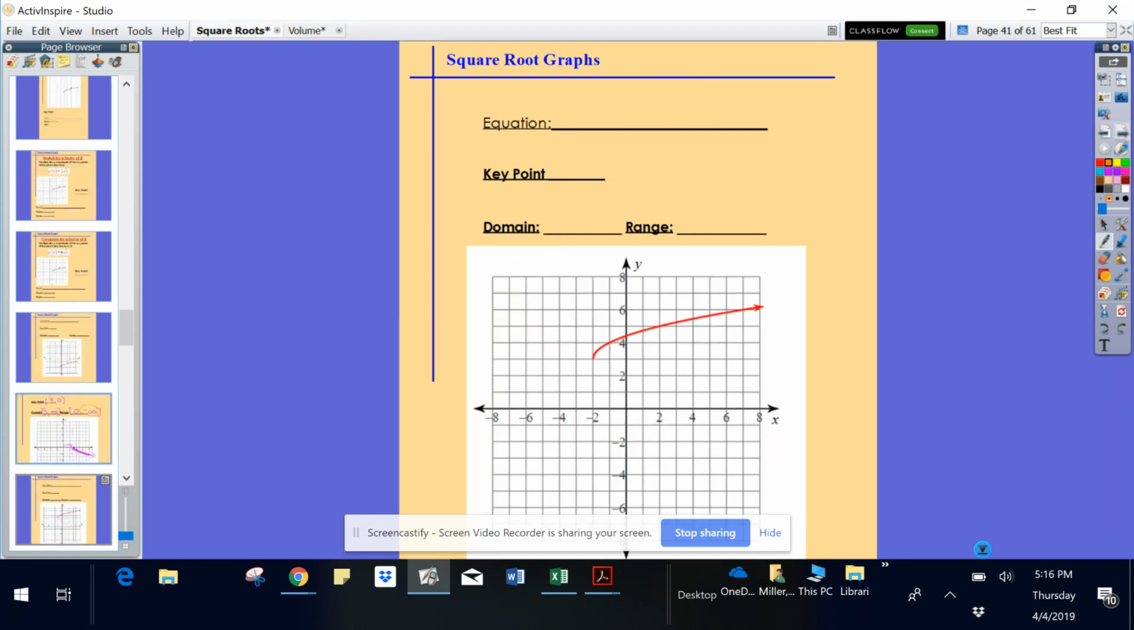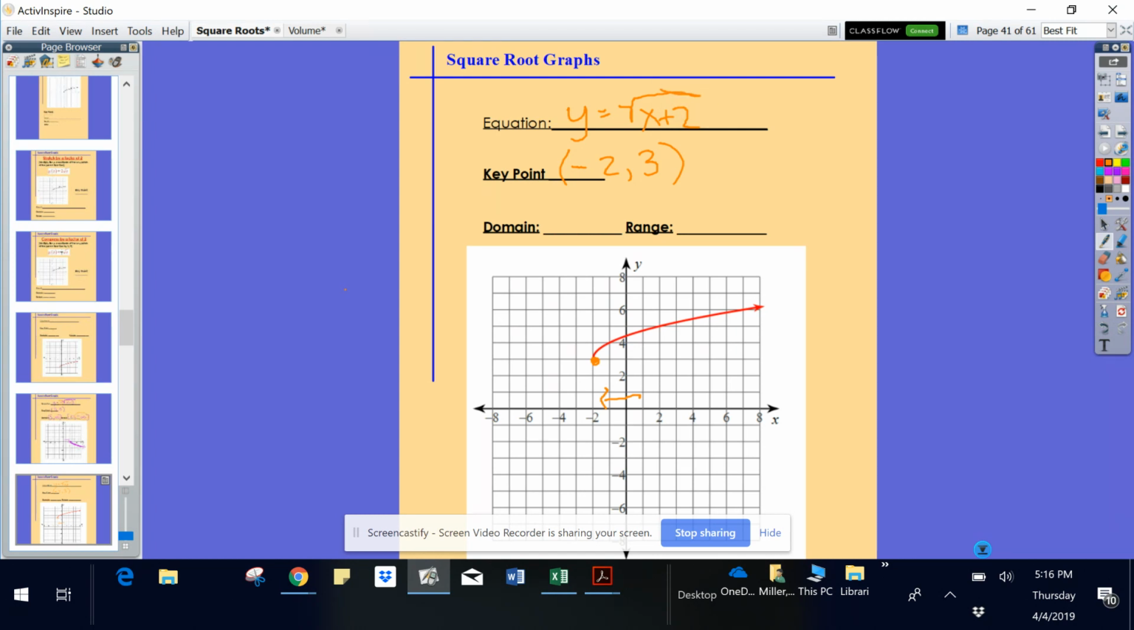All right, let's get another one. All right. So this one's pointing upward, so I know I'm not going to need any kind of negative sign. I am going to need a y equals. I'm going to need the square root. Okay, so let's look at our key point. Our key point right there is -2, and our y value is 3. All right, so it moved to the left 2. So that's going to be x plus 2.